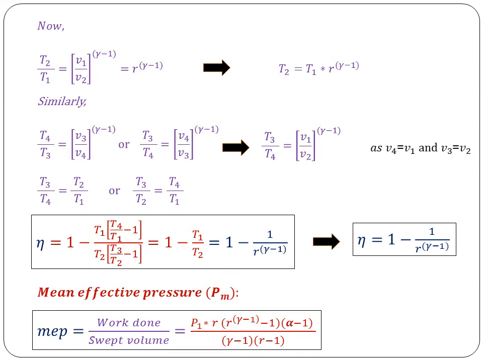So there also you can apply this law, and there you can write T4 by T3 as V3 by V4 raised to gamma minus 1, or you can also write T3 by T4 as V4 by V3, right, just reciprocal of this one, raised to gamma minus 1. But V4 is same as V1 and V3 is same as V2. So if I substitute that, V4 by V3 can be written as V1 by V2. So T3 by T4 comes out to be V1 by V2, which is R raised to gamma minus 1.